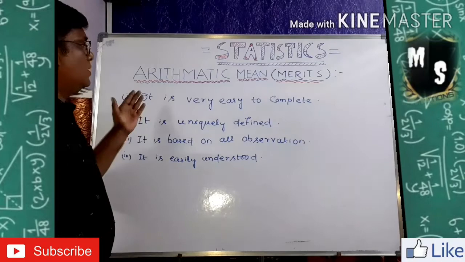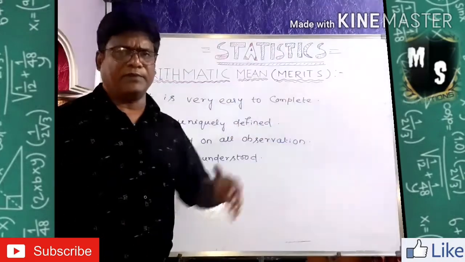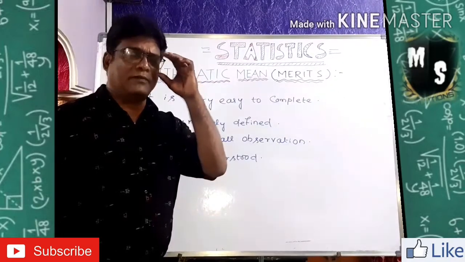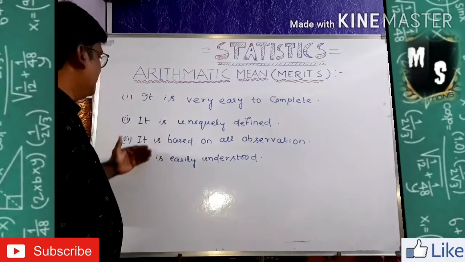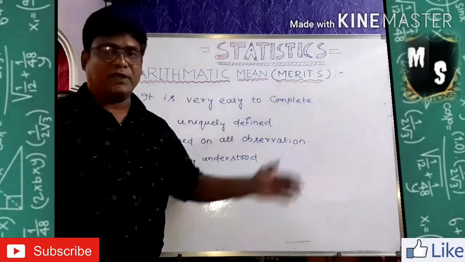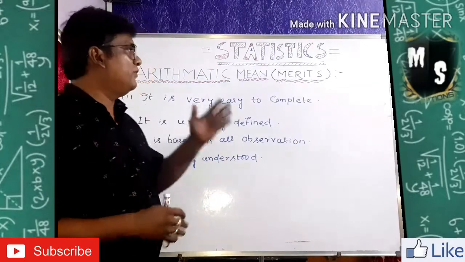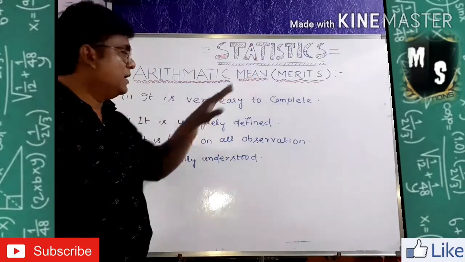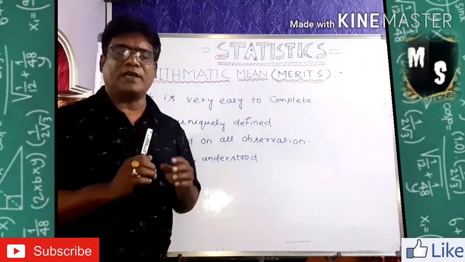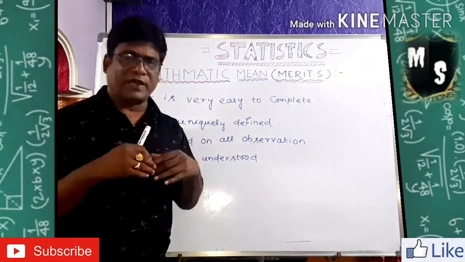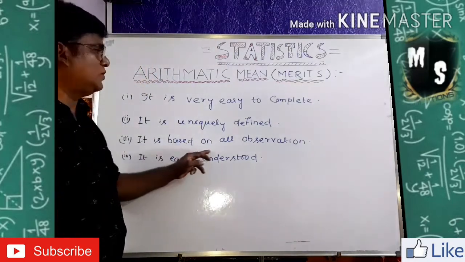Now come to the next part, the merits of the arithmetic mean. What are the benefits of the arithmetic mean? I gave you 4 points. It is very easy to calculate; you can complete the sum nicely. Then it is uniquely defined. That means the mean is only one; you cannot go for an approximate value of anything. It is uniquely defined. Then it is based on all observations.